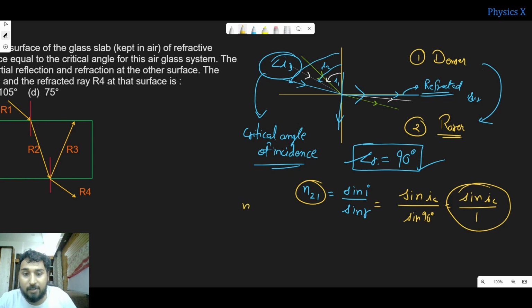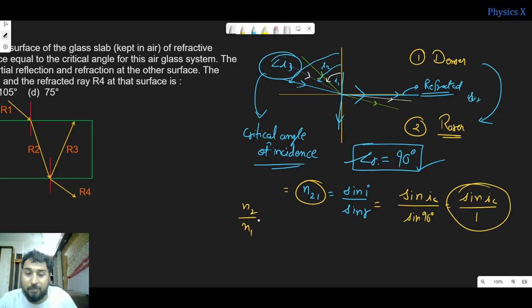And n21 you can write as n2 by n1, because this is c1 by c2. And we write c1 as c by n1, and c2 as c by n2. So we get n2 by n1. So that is why I am telling you that this is n2 by n1.